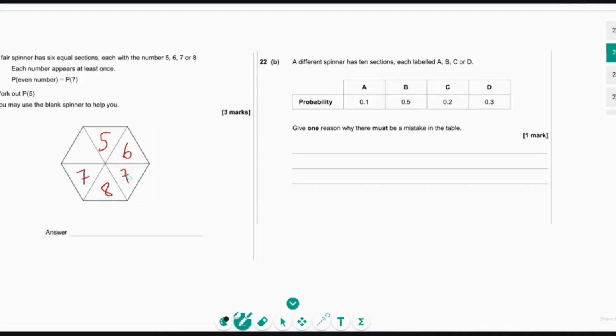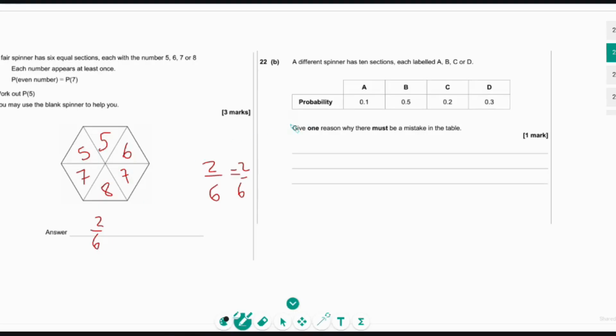Probability of getting a 7 is 2 out of 6. Probability of getting an even number is also 2 out of 6. I just need to fill this in with an odd number. So it's got to be 5 because I don't want any more 7s. To work out the probability of getting a 5, 2 out of 6.